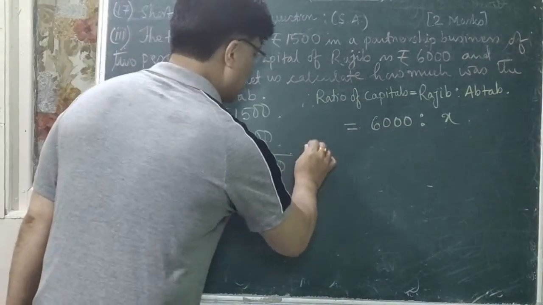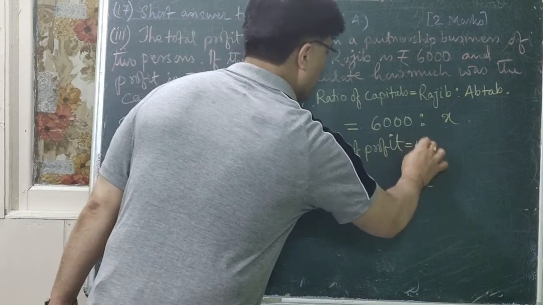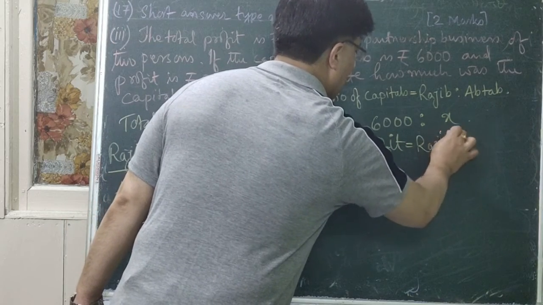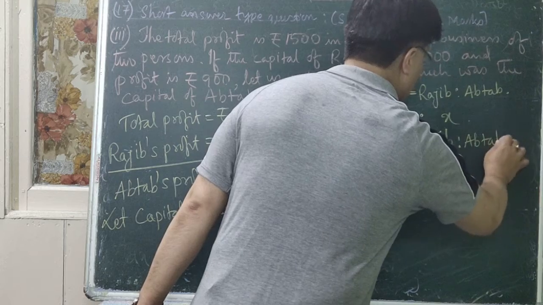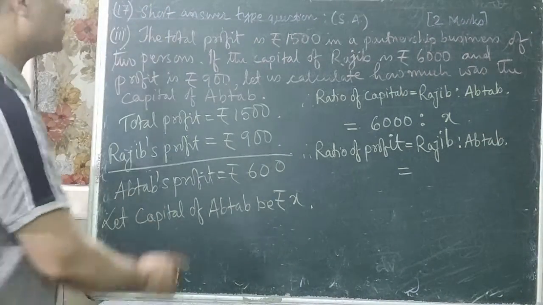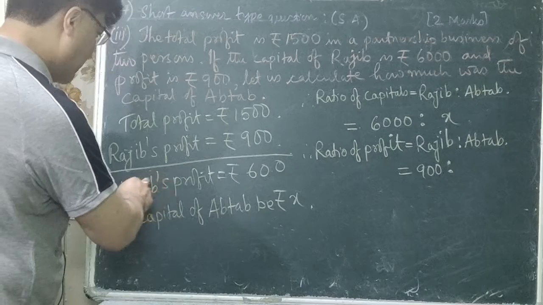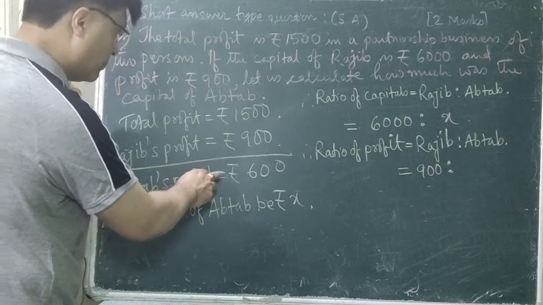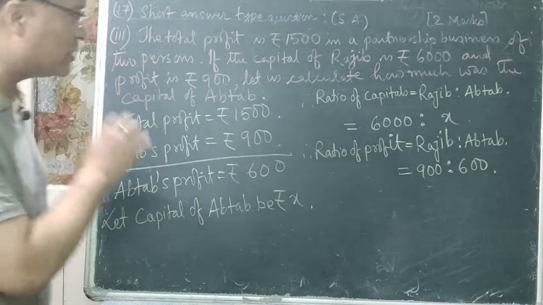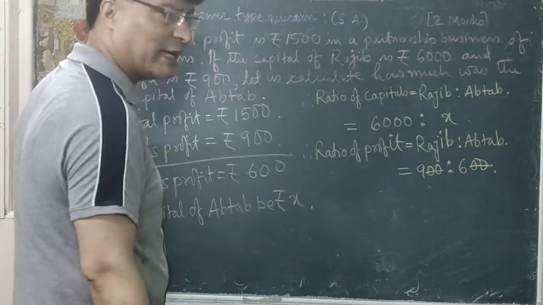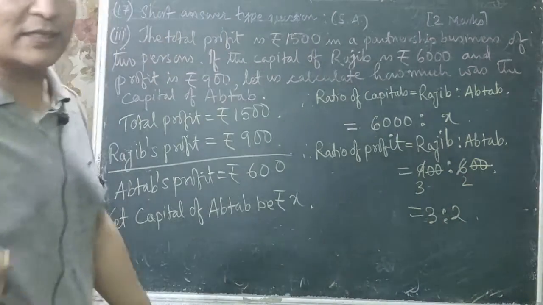Now find out the ratio of profit. So the ratio of profit is equal to Rajiv is to Aftab. So the profit of Rajiv is 900 is to Aftab's profit, which is rupees 600. Okay, so you can cancel the similar terms in this ratio. The common term 00 can be cancelled. So it is 3 3s are 9, 3 2s are 6, which is equal to 3:2. Is that clear to all of you?